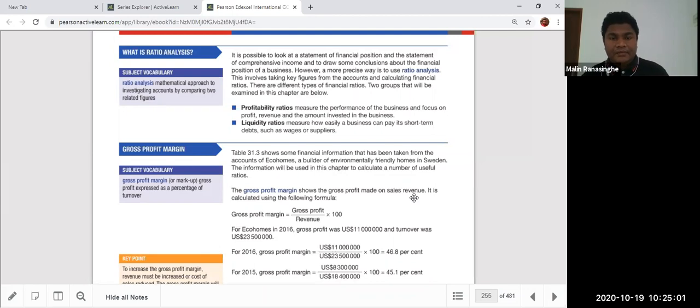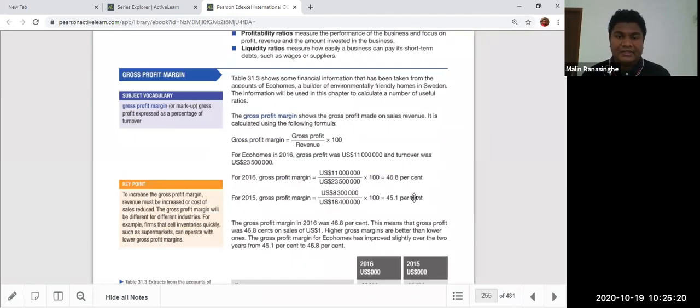Profitability ratios measure the performance of the business and focus on the profit and revenue and the amount invested in the business. Liquidity ratios measure how easily a business can pay its short-term debt, such as wages or supplies. So you get the gross profit margin. Gross profit margin shows the gross profit made on sales revenue. It is calculated using the following formula: gross profit margin equals gross profit over revenue times 100.